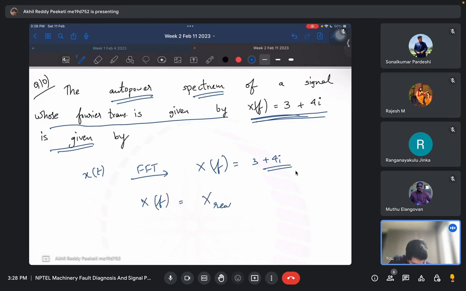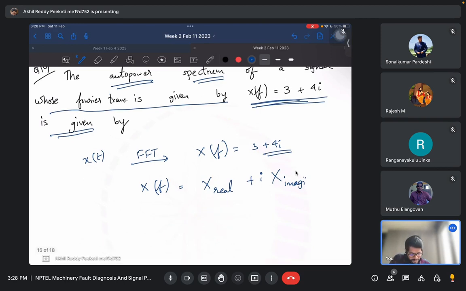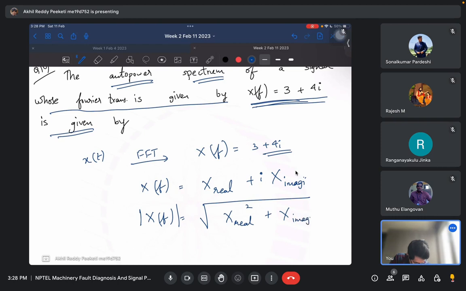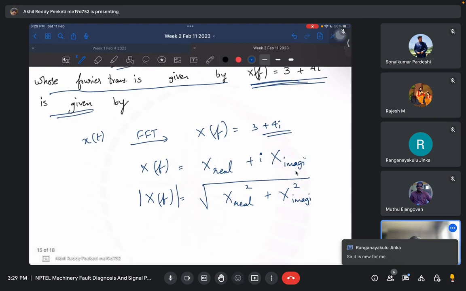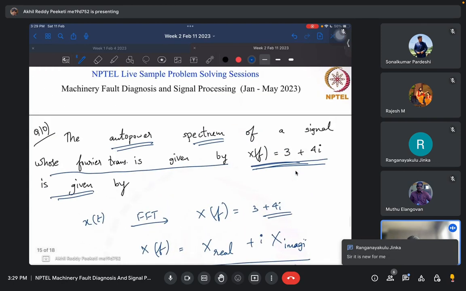As I said, there will be some real component and some imaginary component. Now what will be the total magnitude? X real square plus x imaginary square.